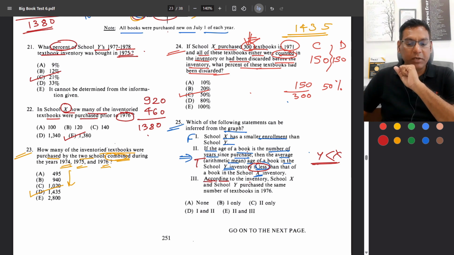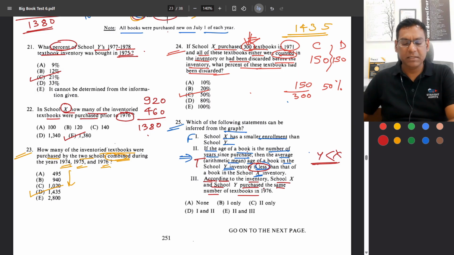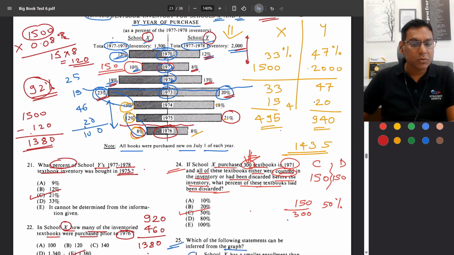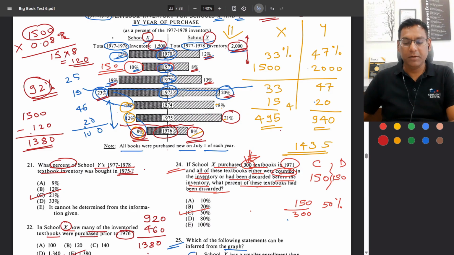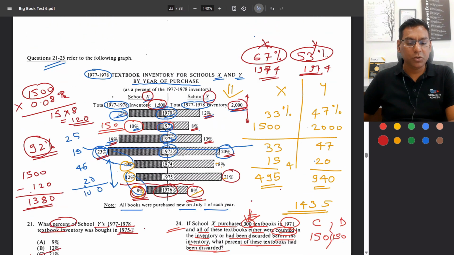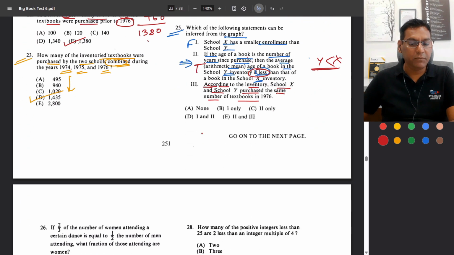According to the inventory, school X and school Y purchased the same number of textbooks in 1976. Is that correct? So this guy is purchasing 8%, 8%. No, not the same number, same percentage, but not the same number, because 8% of 1500 is going to be less than 8% of 2000, right? So that is not true. Sorry, going the other way around. Okay, this is false. So only 2 is what I'm able to derive.